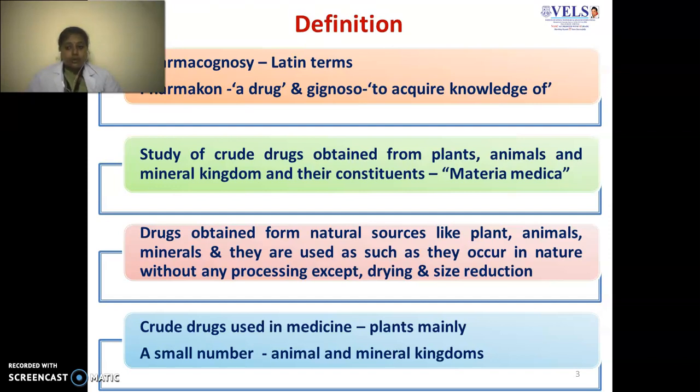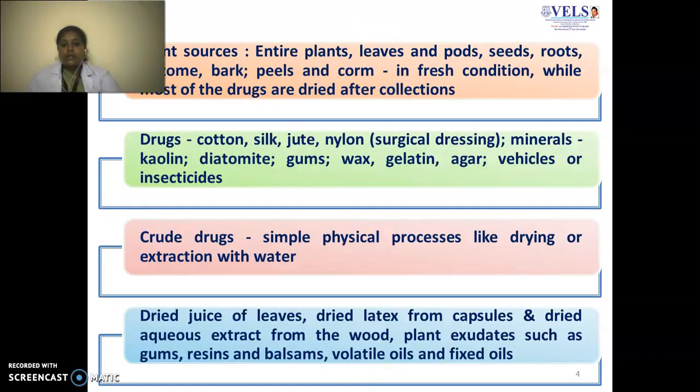Initially the term pharmacognosy was known by the term materia medica. Mostly, the crude drugs used in medicines come from plant sources, and a very small number have been reported from the animal and mineral kingdoms. Plant sources include entire plants, leaves, pods, or any part of the plant like seed, root, bark, stem, rhizome, etc. Sometimes, in fresh condition, certain parts of the plant are used, like peels and corms, but most of the drugs are dried after collecting.